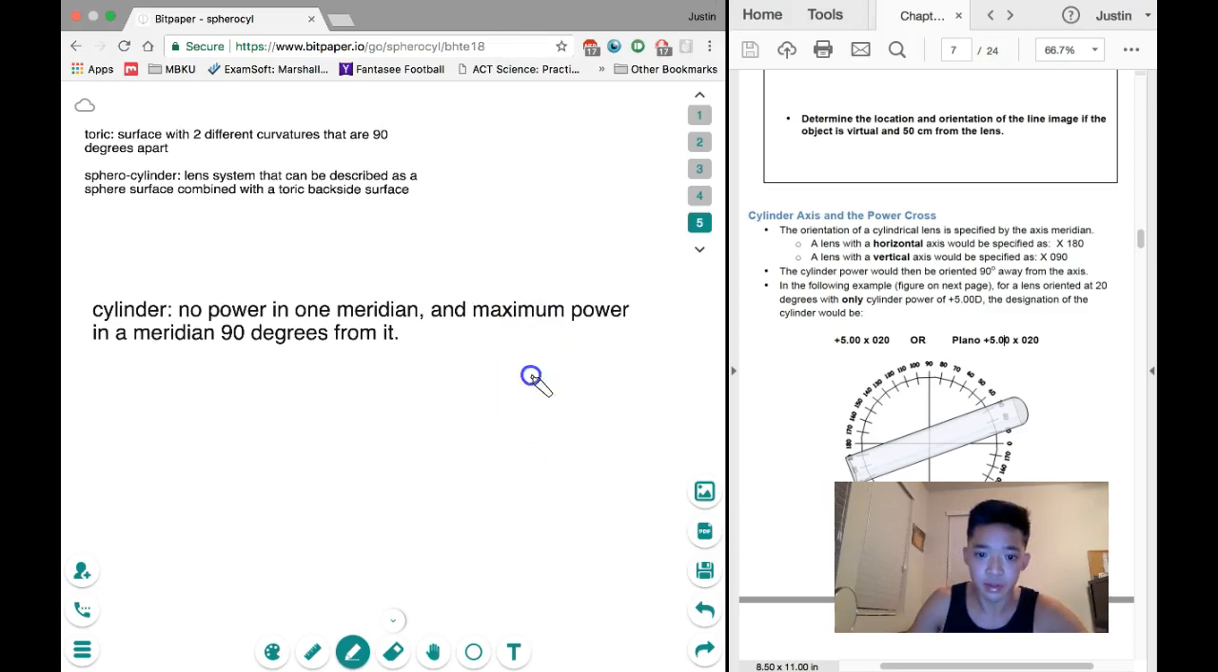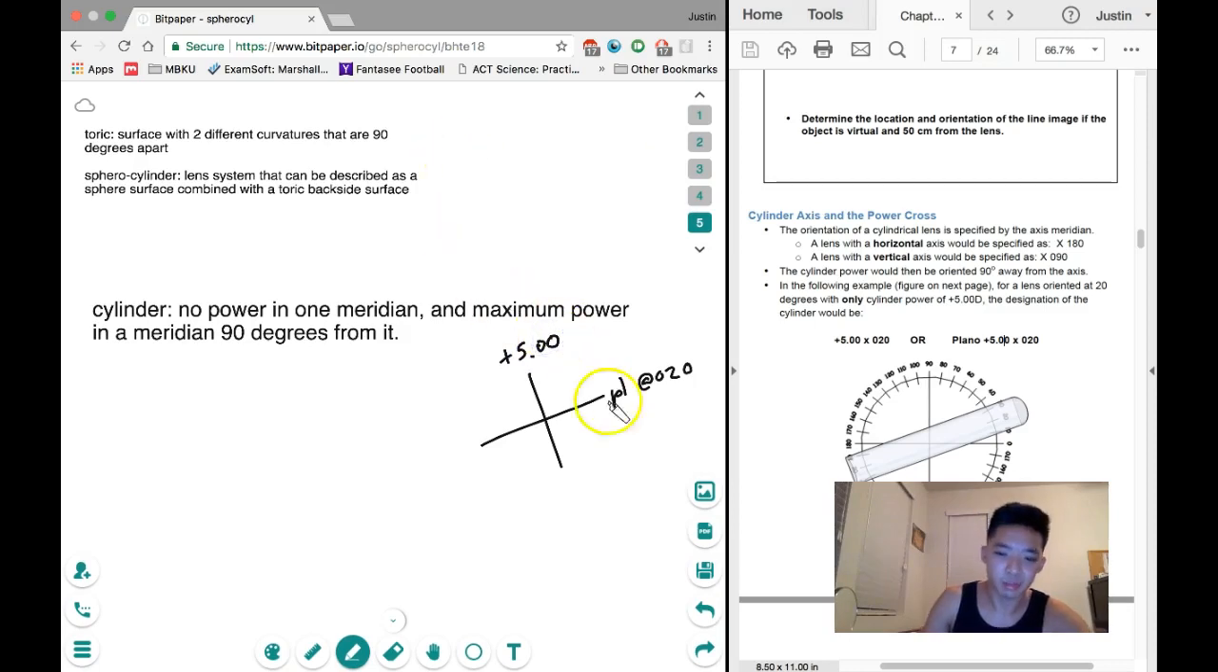If I were to draw the power cross, and we're going to explain the power cross in a little bit, of this particular image, then I would say that this is plano, maybe you can even say it at 20, whatever helps you understand what you're drawing here. And because it's plano and the cylinder is 5, the difference is simply 5. So it's going to be 5 at axis 110.